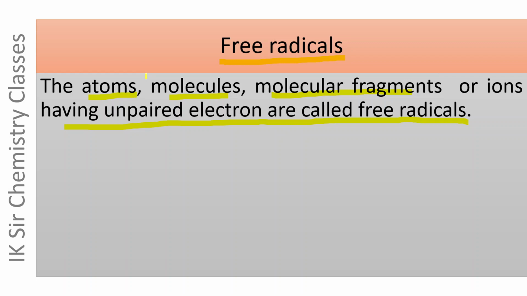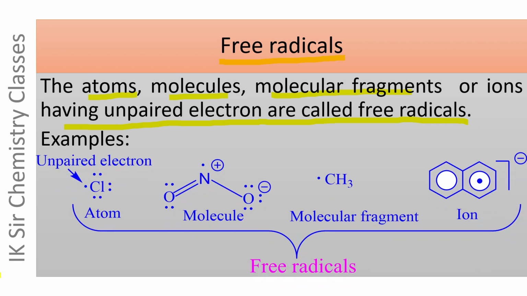Any atom, molecule, molecular fragment or ion having an unpaired electron is called a free radical. A few examples of free radicals are given below. Chlorine atom has 7 valence electrons. Out of them, 1 electron is unpaired, and hence chlorine atom is a free radical. NO2 molecule has 1 unpaired electron on nitrogen atom, and hence it is also a free radical.